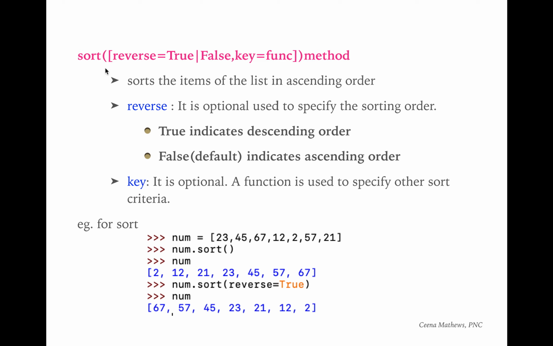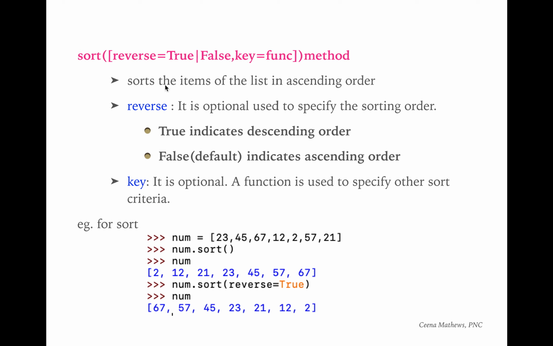Next is about the sort method. Here also, in the title itself, I have included the syntax for it, that is within square brackets. Since it has been given within square brackets, it means it is optional, so you can use the sort method without any parameters. The parameters that can be used are reverse, which can have two values, true or false, and the other one is key equal to a function. This is a customized function which you can use here to specify the sorting method.